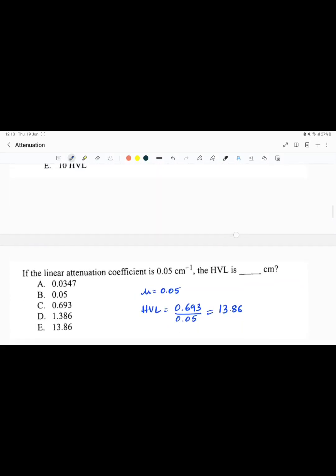The next question, if the linear attenuation coefficient is 0.05, the HVL is, so if you put the same thing into the formula, we will get this as the answer. So the answer is E.